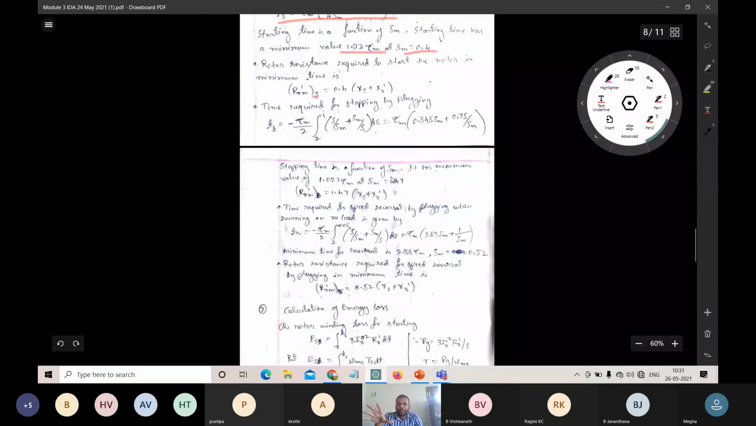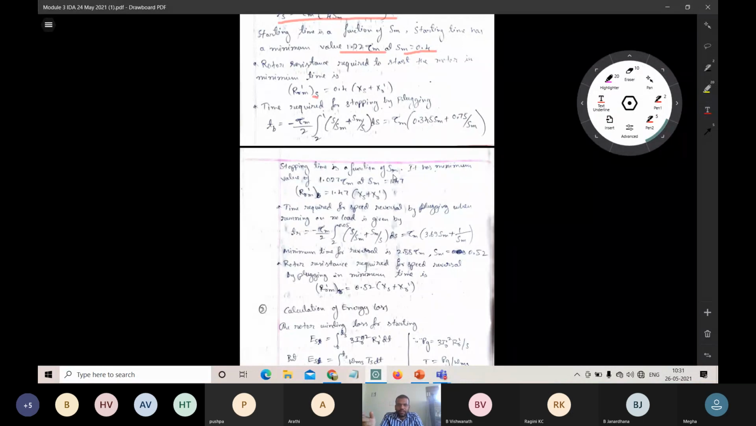So with reference to the slip of the motor, we are drawing the time constants. What would be the starting time? What would be the stopping time? By using the slip of the motor. Just by comparing, at the time of starting we have considered the slip at 0.4. Here the slip is 1.47. The minimum time in order to stop the motor will be 1.027 tau m.